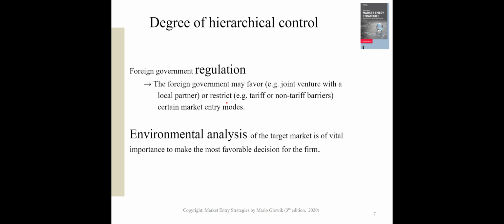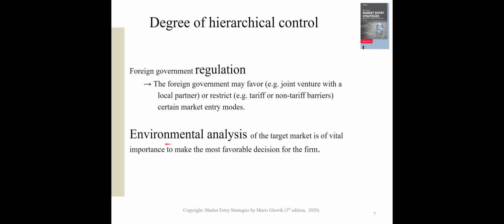We may also think about the possibility that foreign government may have set up tariff or non-tariff barriers in terms of customs or in terms of quotas, bureaucratic efforts required, which belongs to the category of non-tariff barriers, and that may serve as a signal for us not to launch export activities, but instead launching some foreign direct investment, for example, or to consider a license agreement, or to consider establishing a joint venture in the foreign target country.